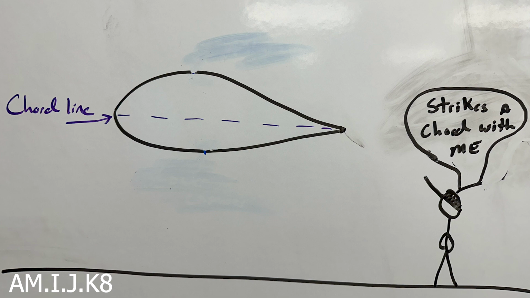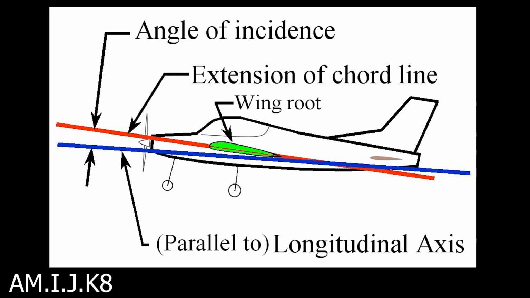The chord line is an imaginary straight line that runs from the airfoil's leading edge to its trailing edge. The angle between the chord line and the airplane's longitudinal axis is known as the angle of incidence. This angle plays a significant role in determining the aerodynamic characteristics of the airfoil and, consequently, the aircraft's performance. Understanding and manipulating these features are essential in aircraft design and aerodynamic analysis.